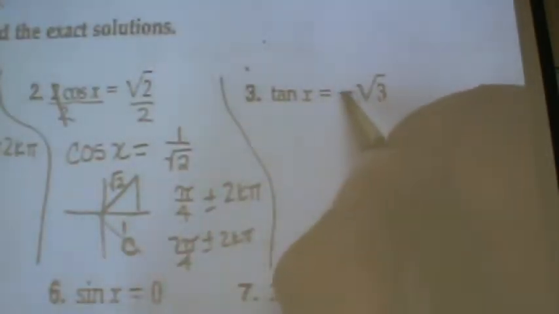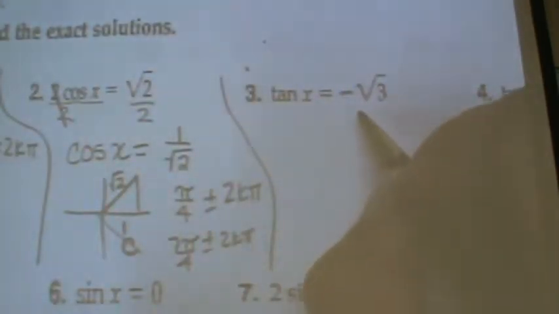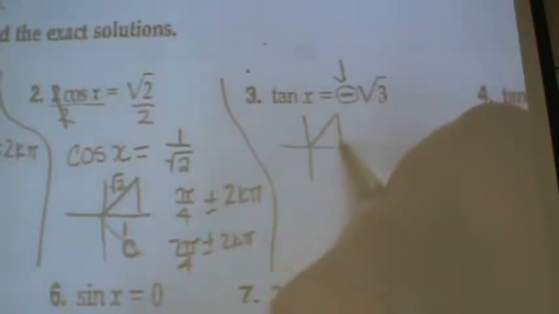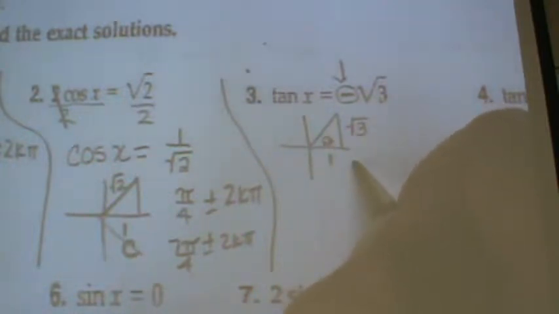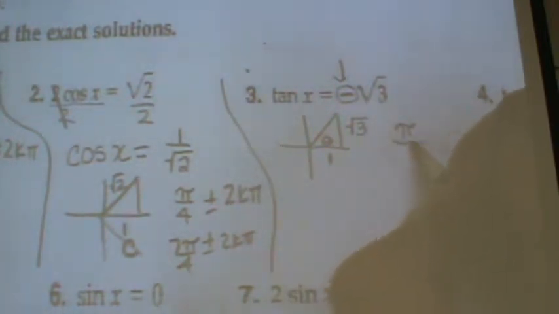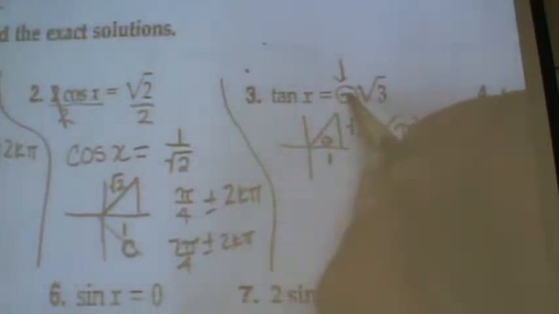Next one, tangent. Okay, I see a negative here. Ignore this negative for a minute. Ignore it. Pretend like you don't see it. I want you to always start in quadrant 1. So I'm going to name this root 3 and this 1. What angle am I in quadrant 1 that has an opposite over adjacent of root 3 over 1? What angle is this? It's 60 degrees, so π over 3. Now that's not the answer. I need to be negative.